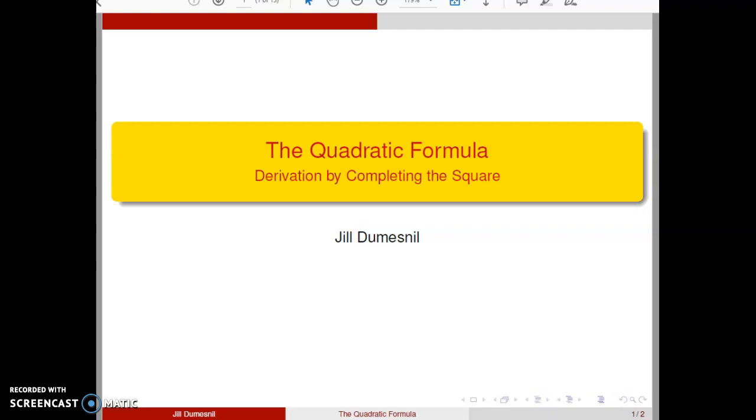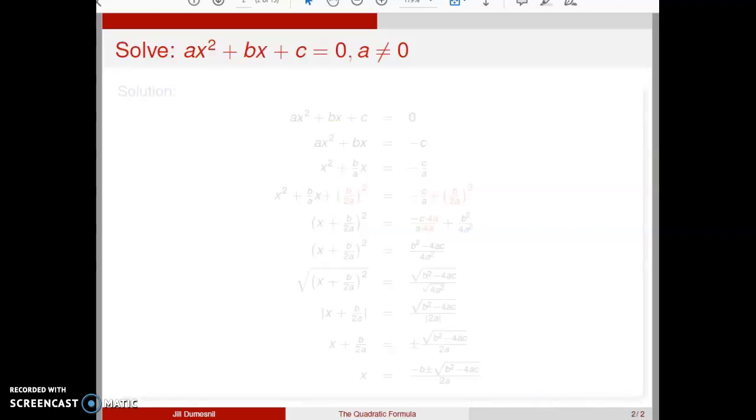In this video, we derive the quadratic formula by completing the square in the general case. We want to solve the general quadratic equation ax squared plus bx plus c equals 0, where a is not 0. The point of solving this equation step by step to derive the formula is to show how such formulas are found. There's no need to memorize the solution, just aim to understand each step as it is presented.